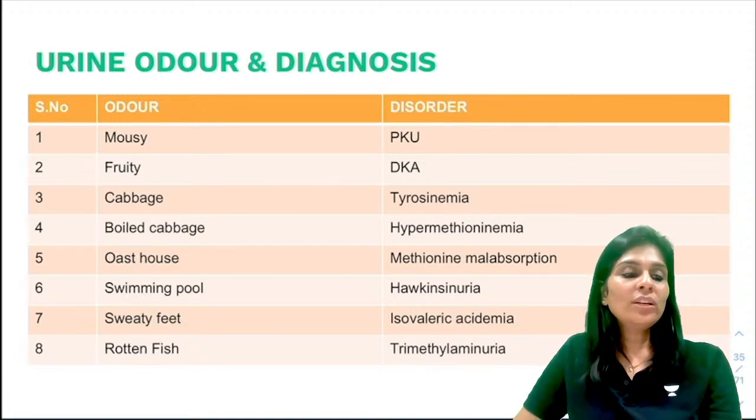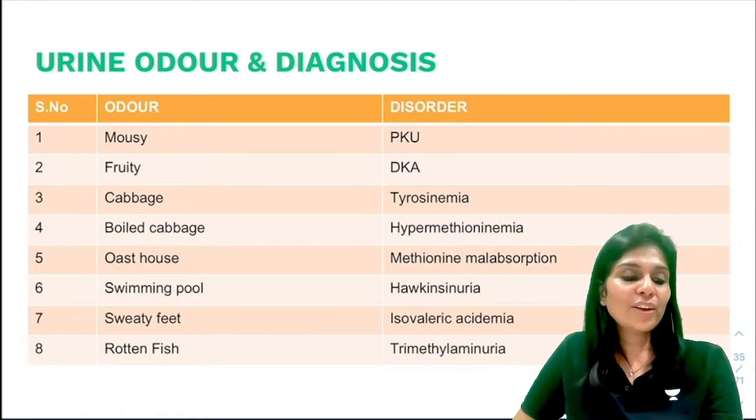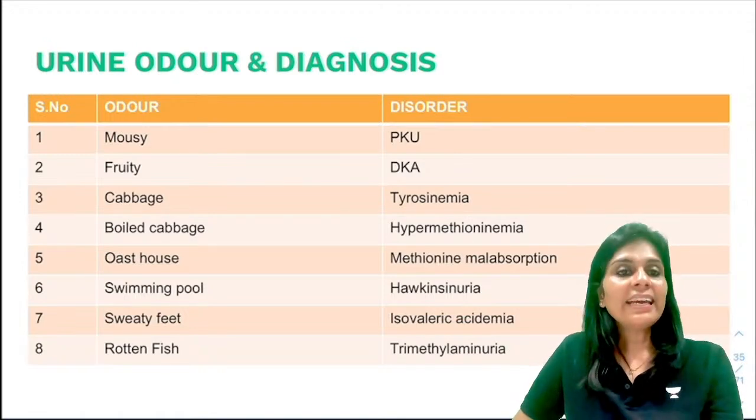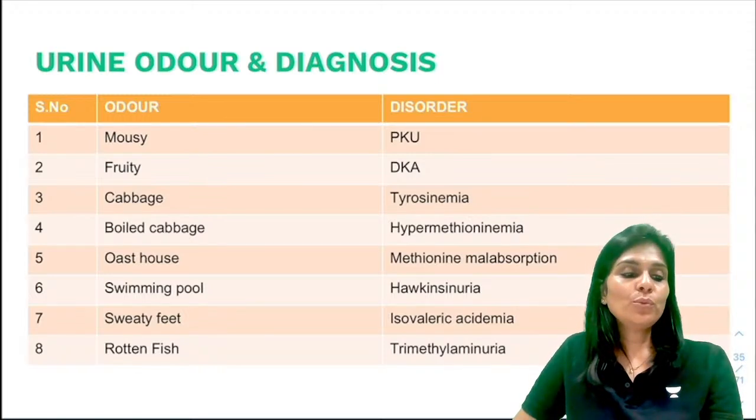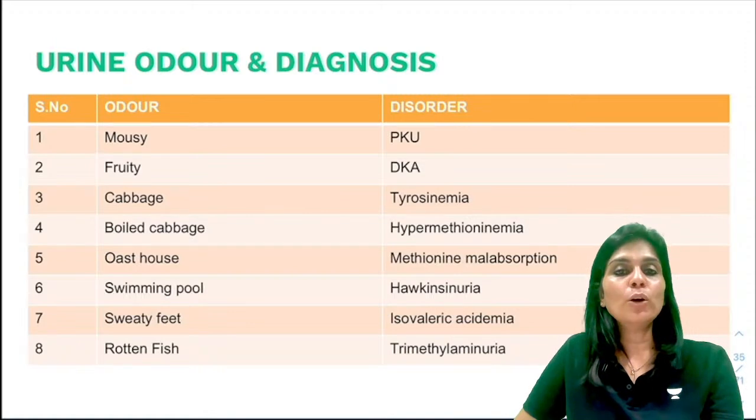So these are the urine odors which will help you in making a diagnosis of a disorder. Yeah, can we repeat this? Will you repeat it along with me? Yeah. So what is the first odor that I told you about? The first one is mousy odor.